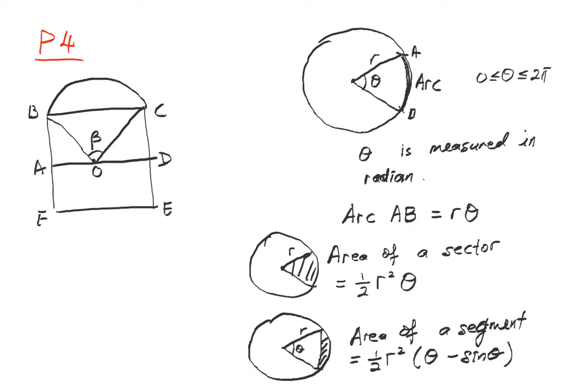And you want to know the area of a triangle, correct? You don't have to use half base times height. There is another formula. Area of triangle is equal to half ab sin theta. All measured in radian. Clear?